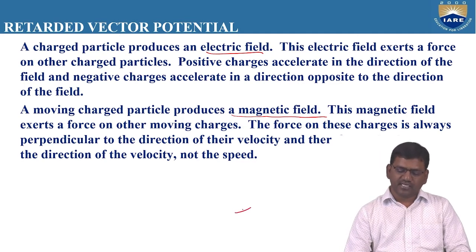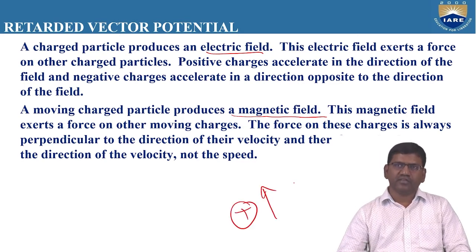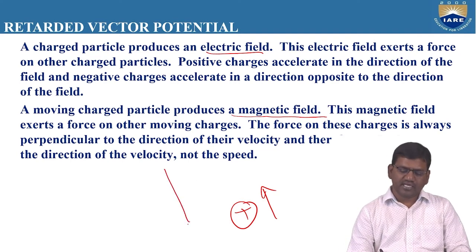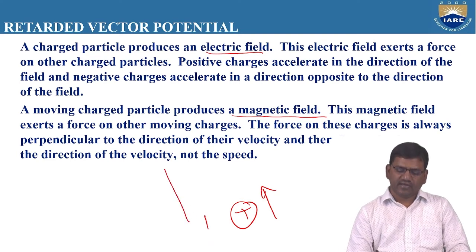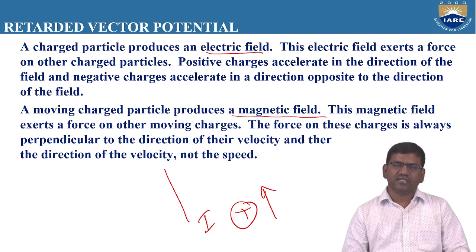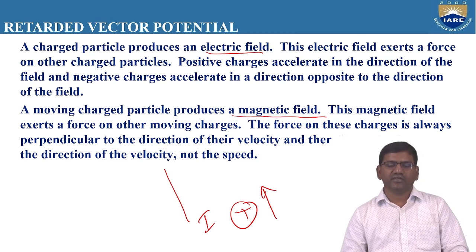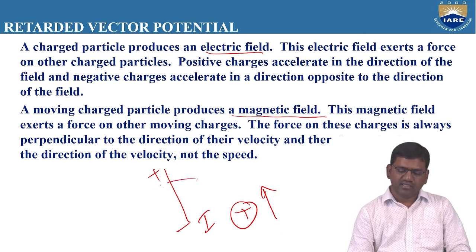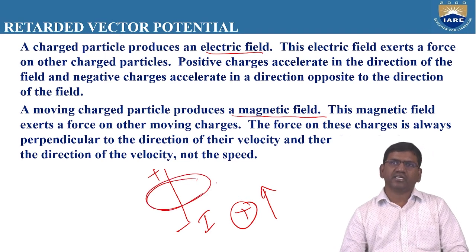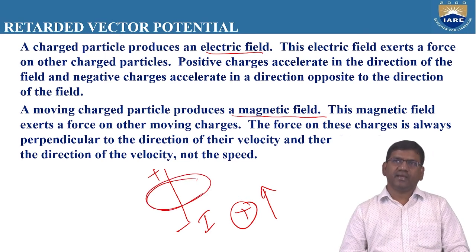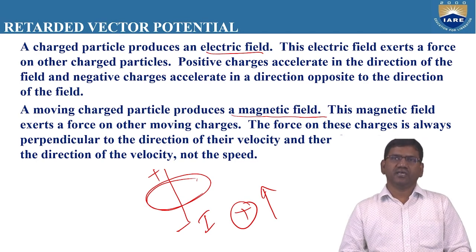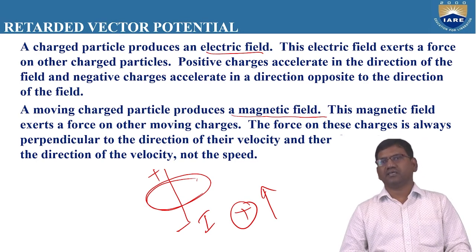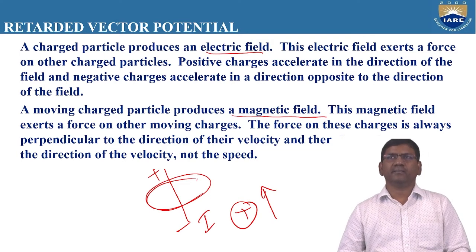And if this charged particle starts slowly moving, it produces a magnetic field. If this is a conductor and the current I is supplied to it, the charges start moving from this direction to the other direction. When these charged particles are moving, some amount of flux is produced around the conductor. This flux we call a magnetic field.